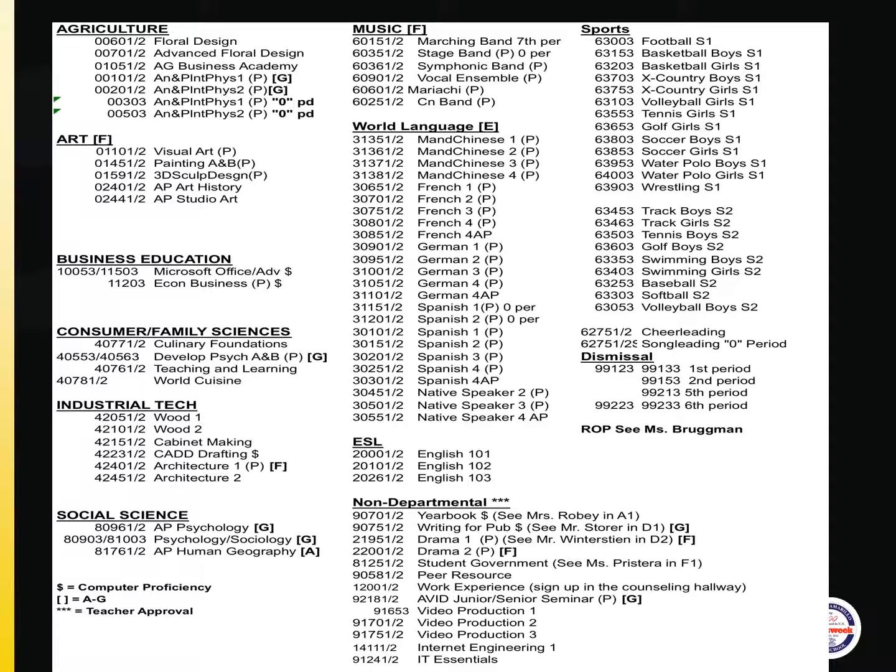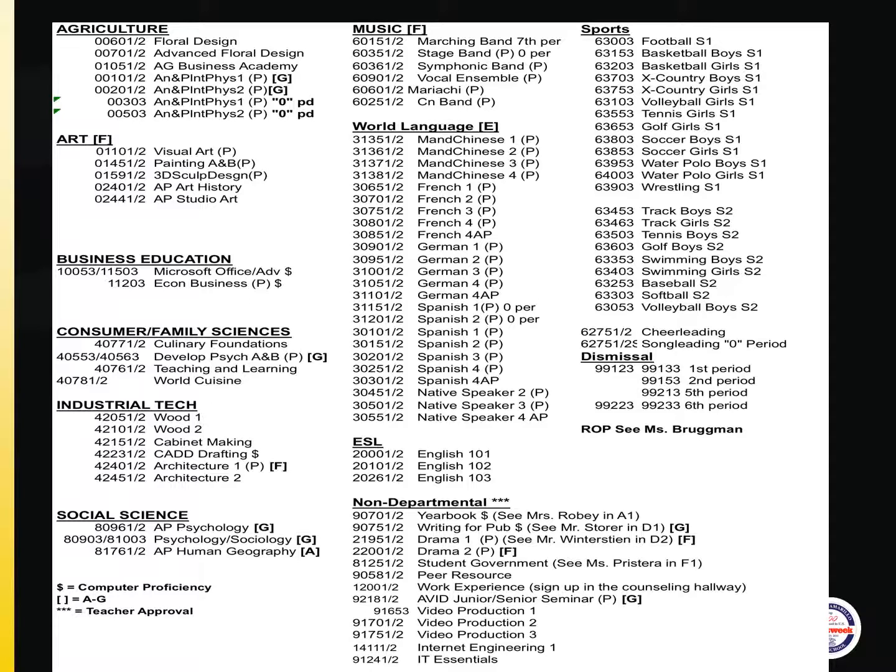Going down to social science, we have AP Psychology, which is offered during the day as well as during 0 period. We have College Prep Psychology and Sociology, as well as AP Human Geography. Just because you've already taken geography as a freshman before we had the AP Geography class does not mean you cannot take this class, take the AP test, score well enough, and potentially get college credit.